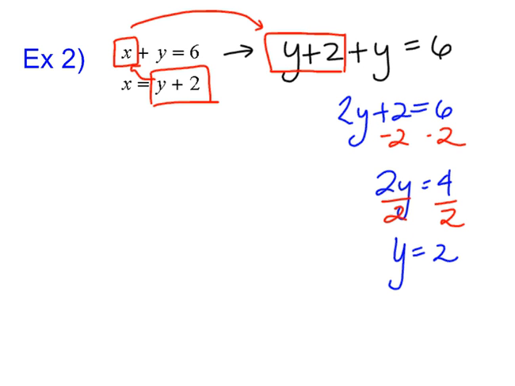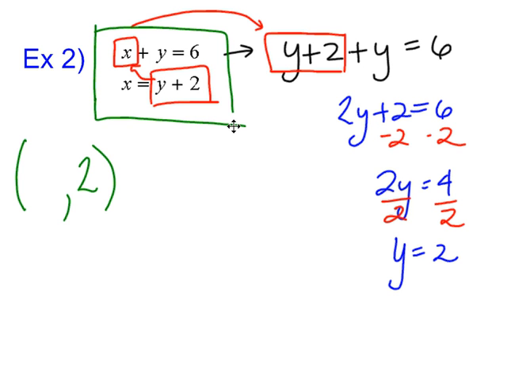And again, our solution will be an ordered pair. So put 2 in the y spot. And again, go back to the original equations and choose one of them. I'm going to choose the bottom one. x equals 2 plus 2. Find out that x equals 4. So my ordered pair where these two lines will cross is at positive 4, positive 2. Now let's switch it up a little bit.